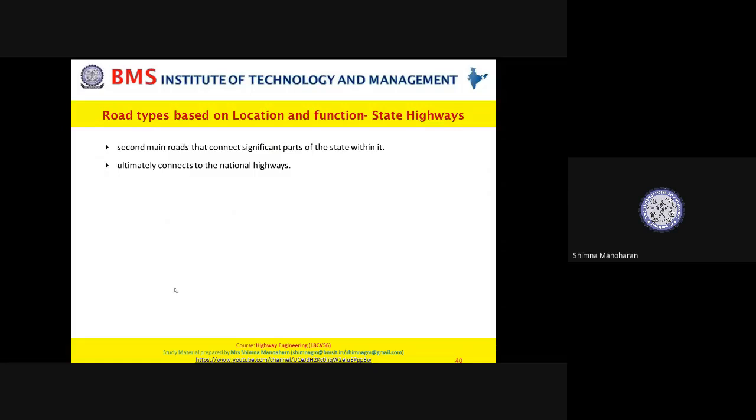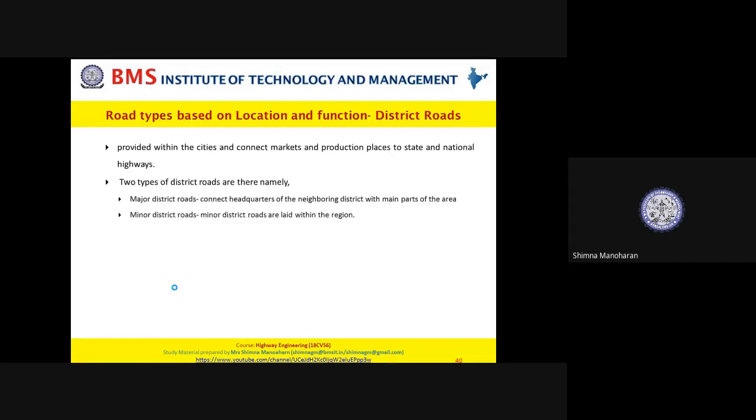Now, based on location and function, you have state highway. It's the second main road and it connects significant parts of the state within the state. And finally, it has to connect to the national highway. Then district road. District road is provided within the cities and is used to connect markets or production places. And finally, the district road has to join the state highway, and finally, the state highway will join the national highway.